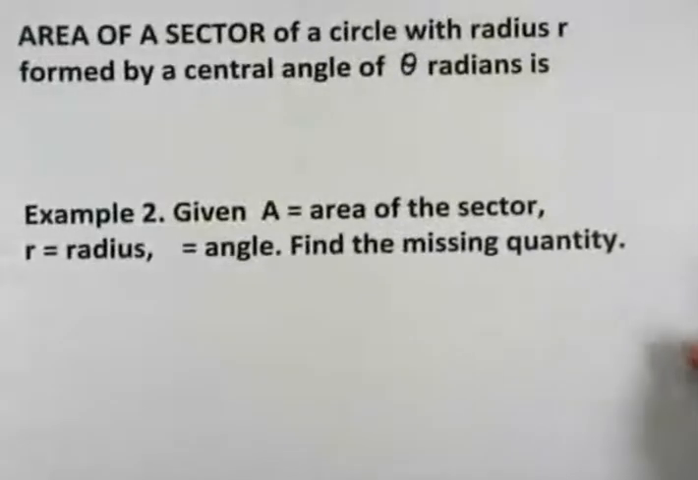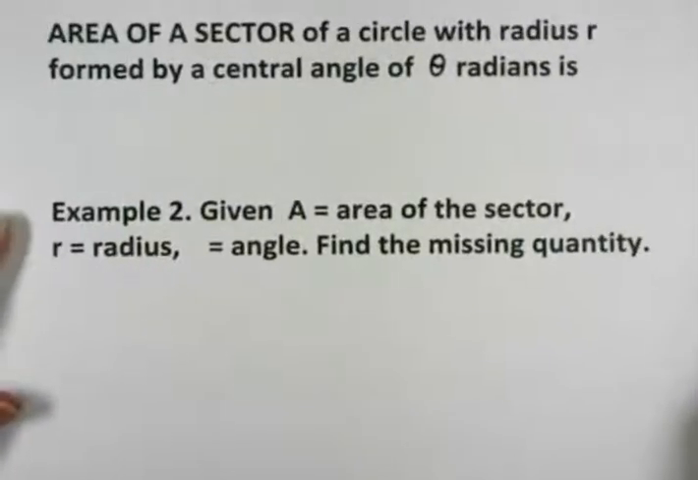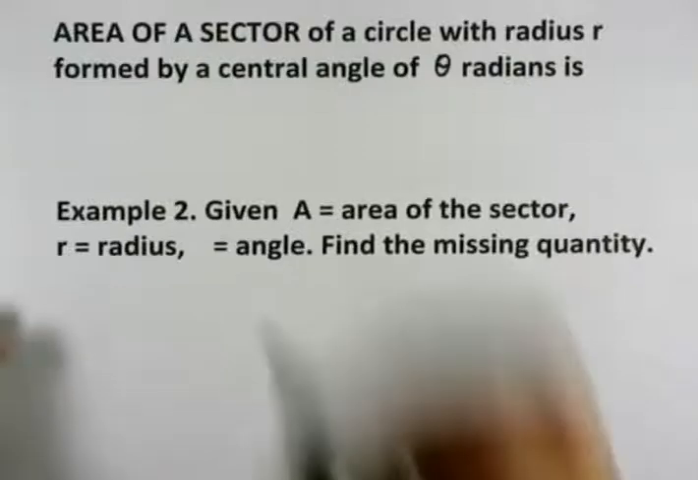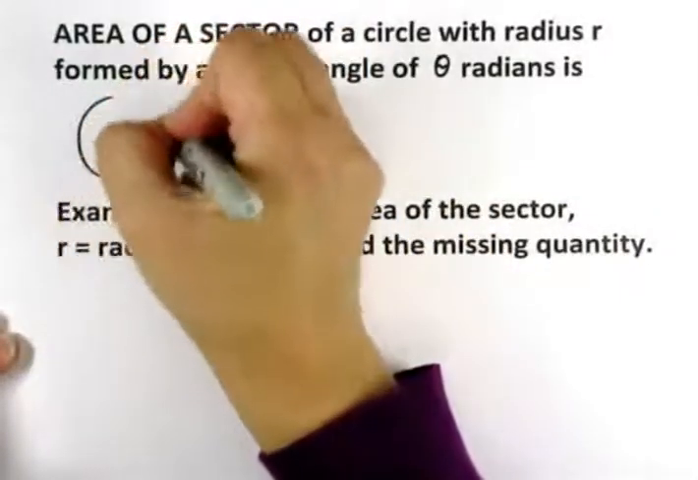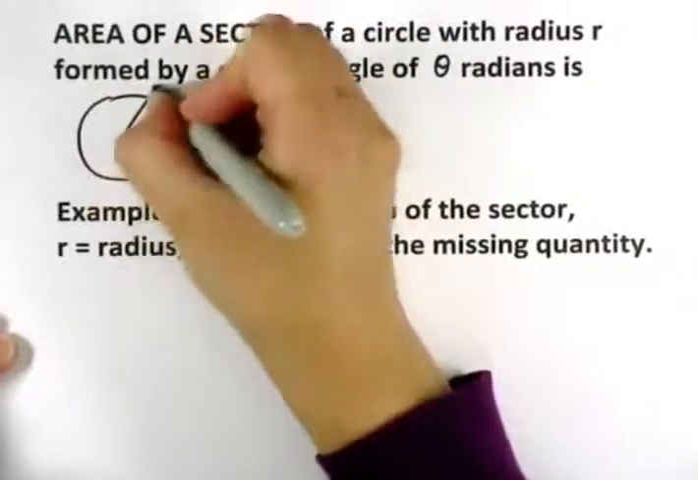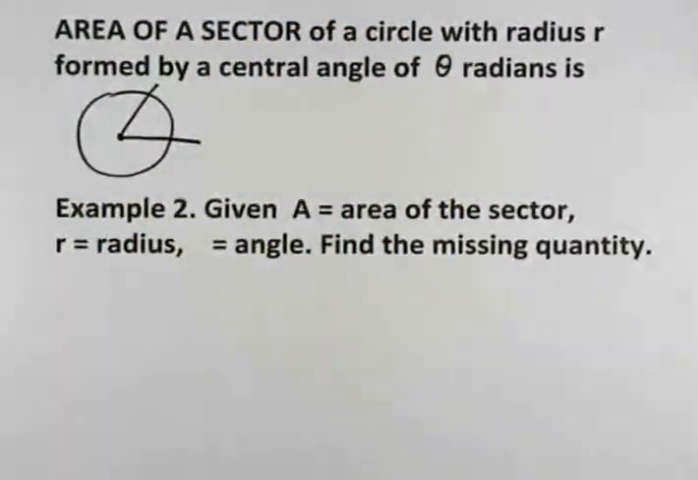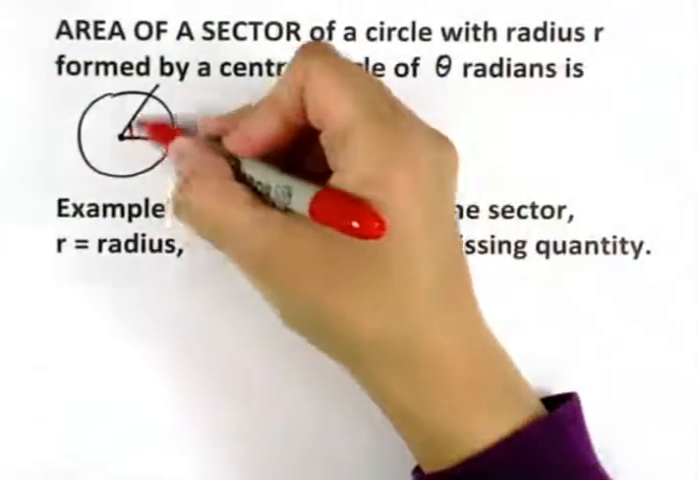Now we would like to talk about area of a sector. Area of a sector of a circle with radius r formed by a central angle of theta radians is given by, so the situation is like this. I have a circle and here is my arc, here is my angle. So I'm interested in the area of this sector.